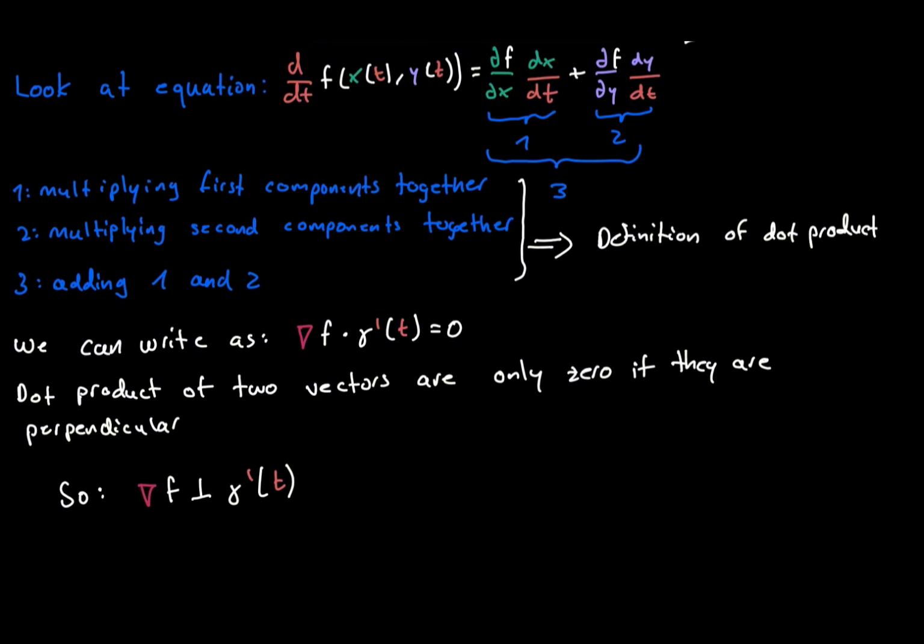Quick recap. We described the level curve using a parameter, differentiated the constant condition, applied the chain rule step by step, rewrote the result as a dot product, and concluded that the gradient is perpendicular to the curve.